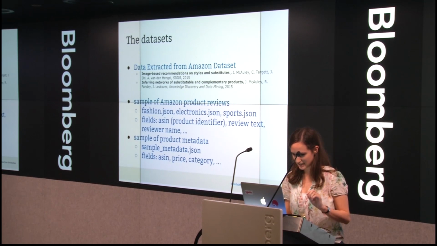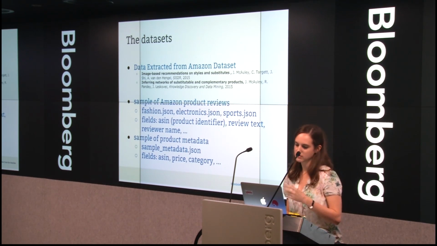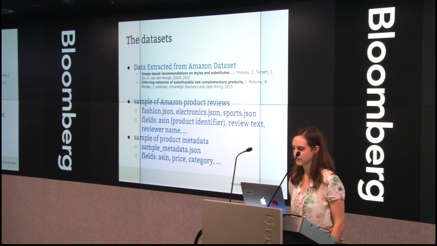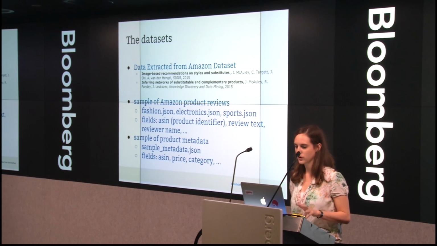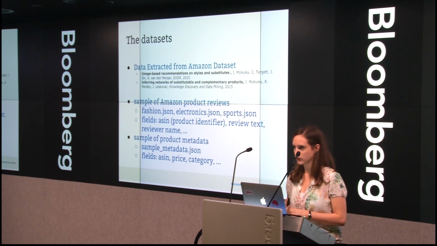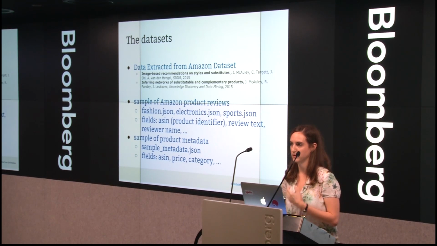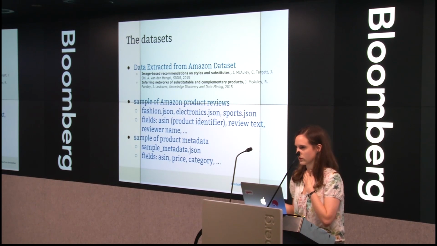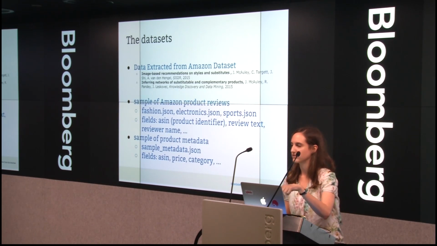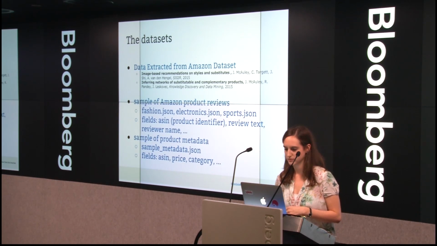But okay, so these are the data sets that we are going to be working with. They're a sample data set from Amazon. There are 4 of them. 3 of them are JSON files, fashion, electronics, and sports. They are product reviews. And the other one, sample metadata.json, is metadata about products. So you will have the price, the category of the product, and other information about the product. And also credits. This comes from 2 papers.